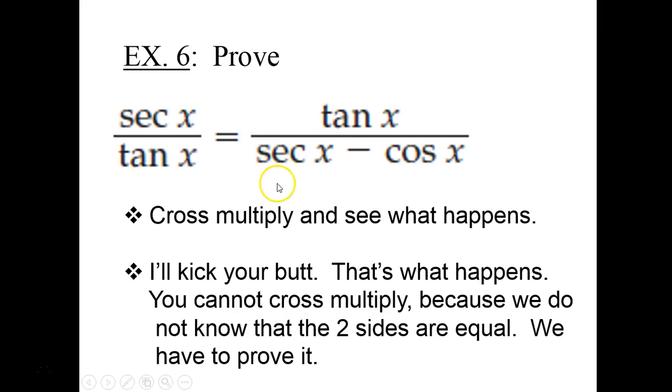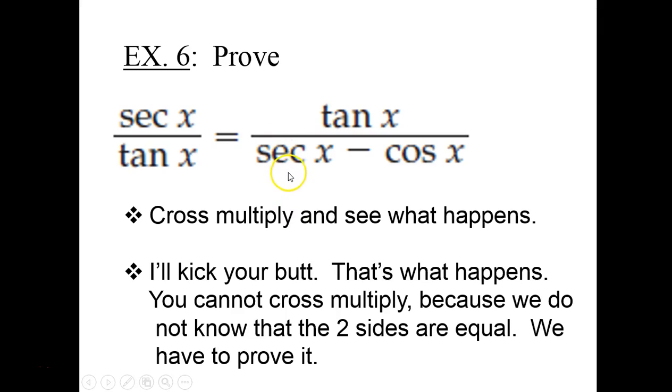You cannot use that. I know I've talked about this a lot, but it's a common error that I see people making, and I don't want you to do that. So cross multiply and see what happens. You're going to get your butt kicked. That's what's going to happen. So we need to go about other means.